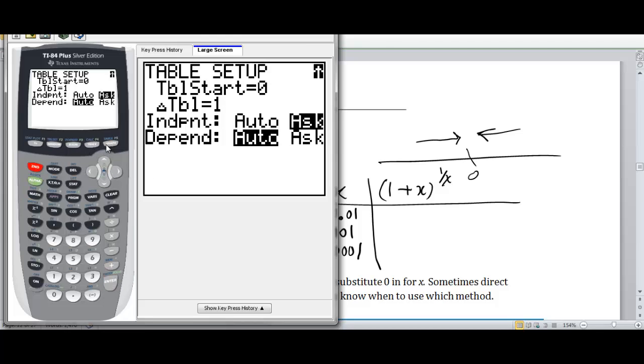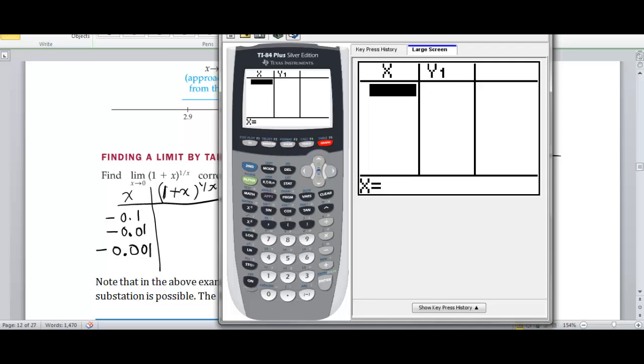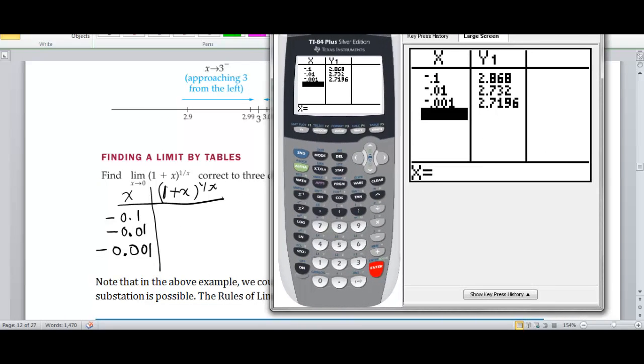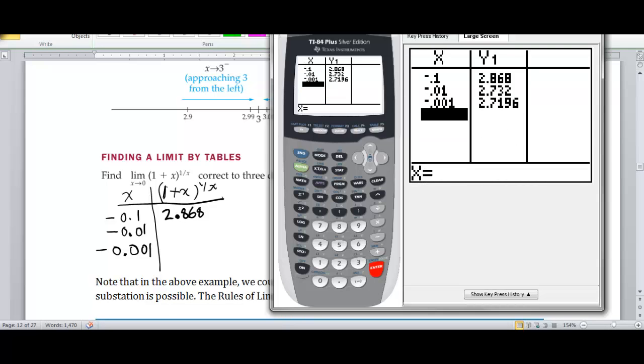And then I'm going to go to second graph, which is the table, and now I can type in these values that I need. So negative 0.1, and then y1 is the function that I plugged in for y1. Negative 0.01, negative 0.001. Okay, and then on the positive side, let me write these down. 2.868 it was, I think. 2.7196.